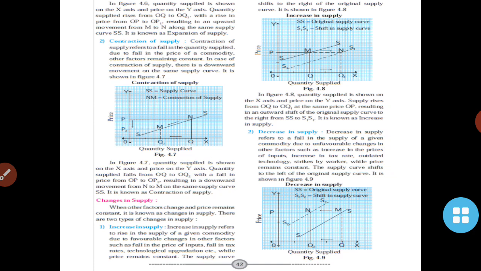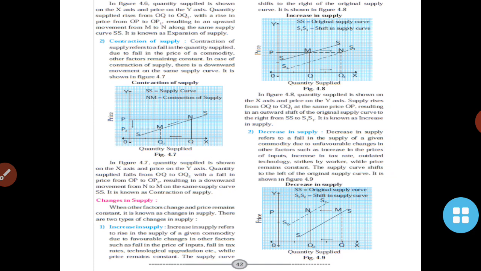While the price remains constant, the supply curve shifts to the right of the original supply curve. It's shown in figure number 4.9. It means the agriculture supply depends on the climate. The other kinds of supplies are impacted by machinery changes and climate changes, like the example of vegetables we can take. So these things are impacting our supply, and this curve is also moving to the upward side.